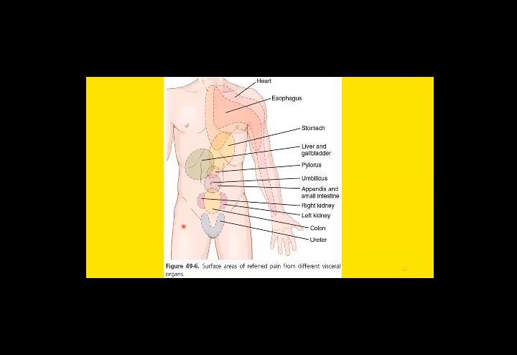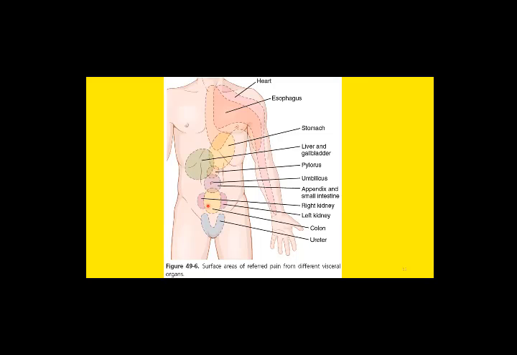Here you can see the areas of the referred pain. You can see the heart pain, the left side of the chest, including the left arm. This is the area for the heart pain. Similarly, you can see the pain of the stomach. It is radiating towards the chest as well. And this is the site for renal colic, whether the right or left kidney is involved.